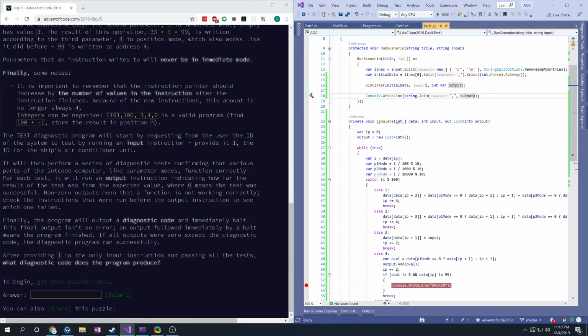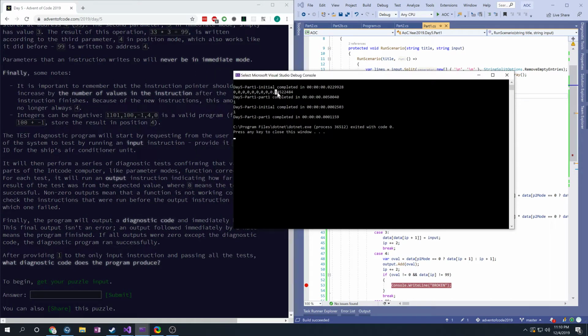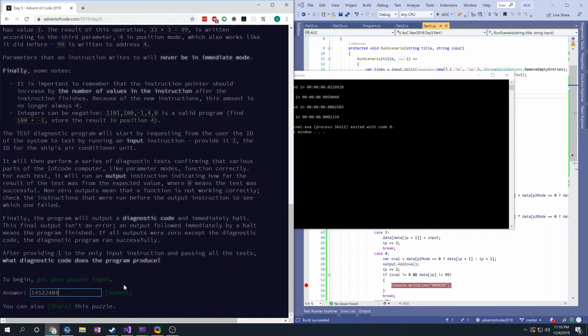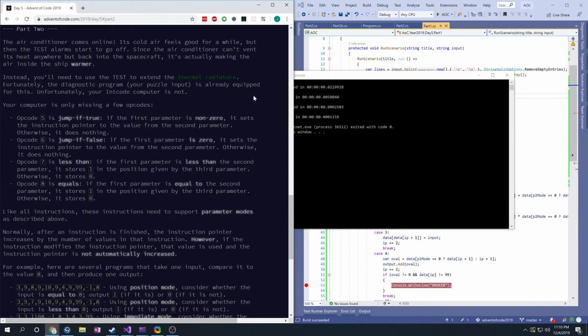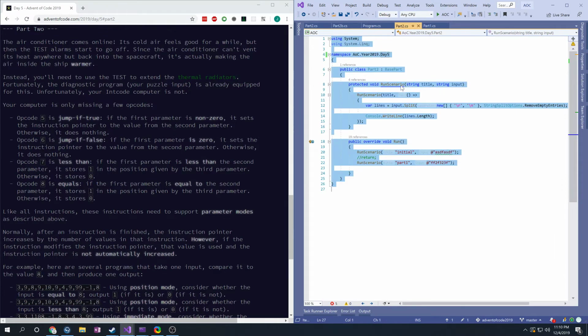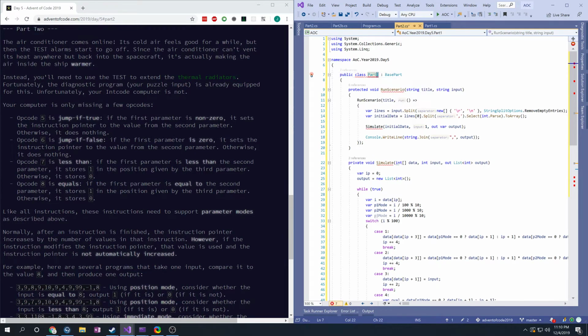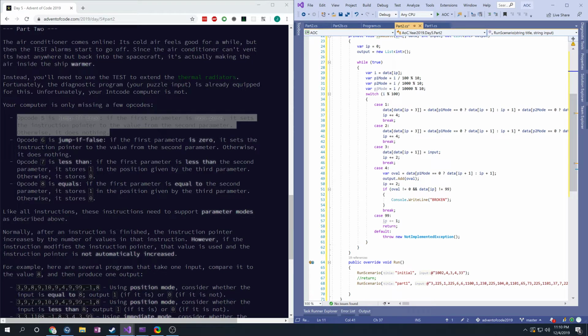How far off are we? No output, all zeros, and that. Yes, rank 22. Nice. Okay, so we need more opcodes. Let's take this here. Oh, here we go. Now we have our first conditional ones. These are fun.